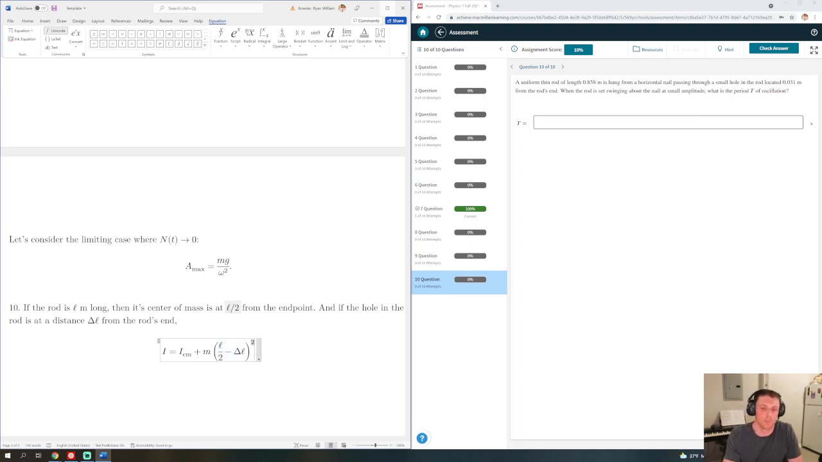Now, for a uniform rod about its center of mass, if I'm not mistaken, the moment of inertia is 1/12 m L squared. I should probably look this up too. Yeah, okay, cool. I can remember things. So it is going to end up being this.